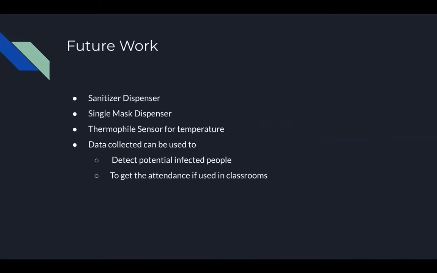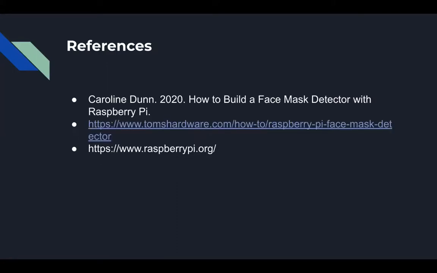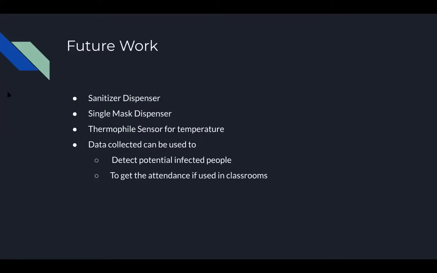For future work, we could add a sanitizing dispenser. We could make it actually dispense masks contactlessly. We could add a thermopile sensor for less contact, but due to the pandemic, we weren't able to get our hands on one. There are also other optimizations we can make, which we talked about a little in the demo. The data we collect can be used to detect potential infected people, to take attendance if used in classrooms, and as a way of contact tracing. So let's get into our demo.